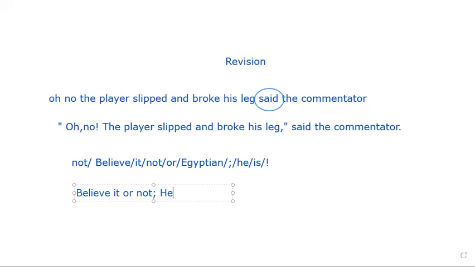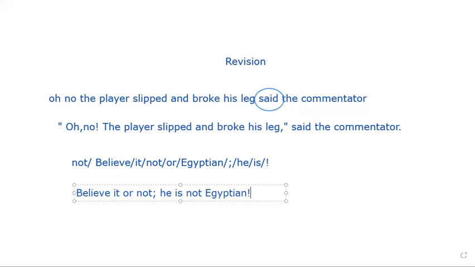He is not Egyptian. And as surprising as this fact is, because I'm actually telling you before to believe it or not, I'm going to add the exclamation mark at the end of my sentence. So the answer is believe it or not, a semicolon, he is not Egyptian.